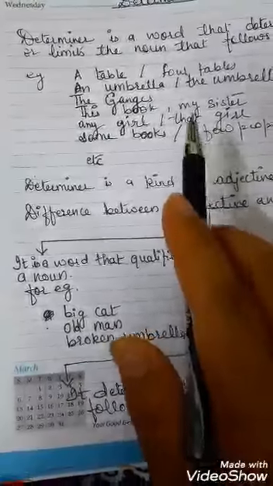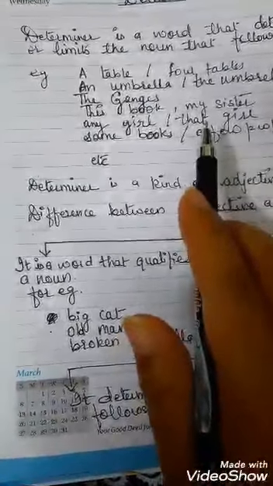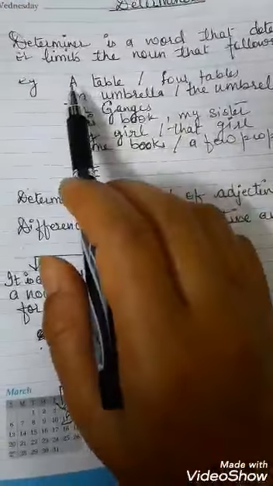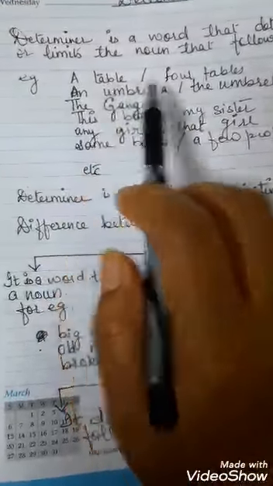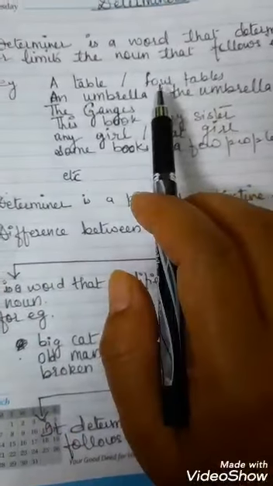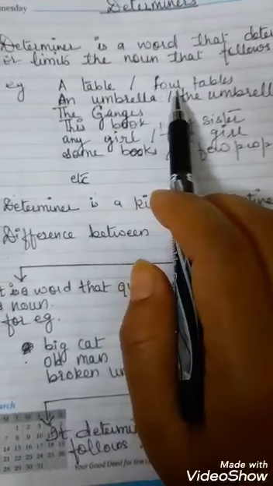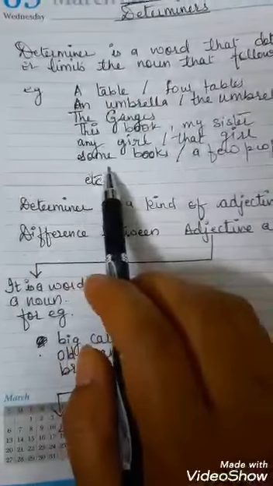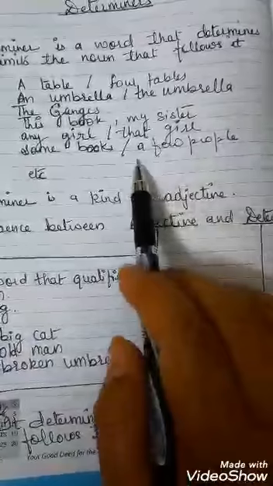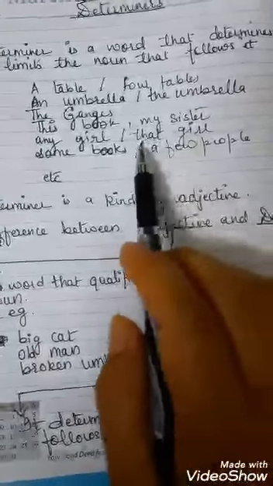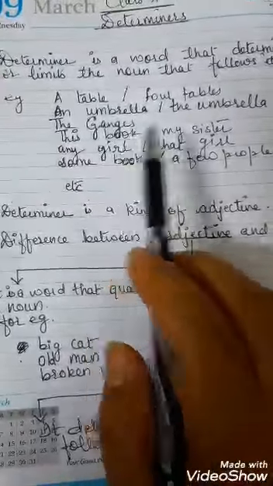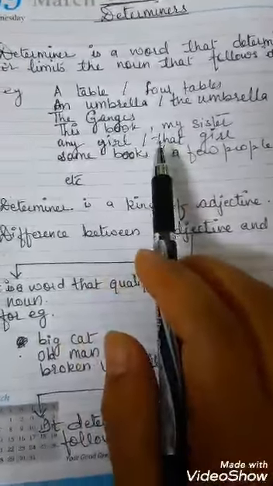In the sense that they define or limit a noun to the singular or plural. If I say a table, that means it is singular. If I say 4 tables, that means plural because it is a number. If I say some books, that again means plural. A few people, again plural. That girl, it is singular. So it tells you whether the noun is singular or plural.